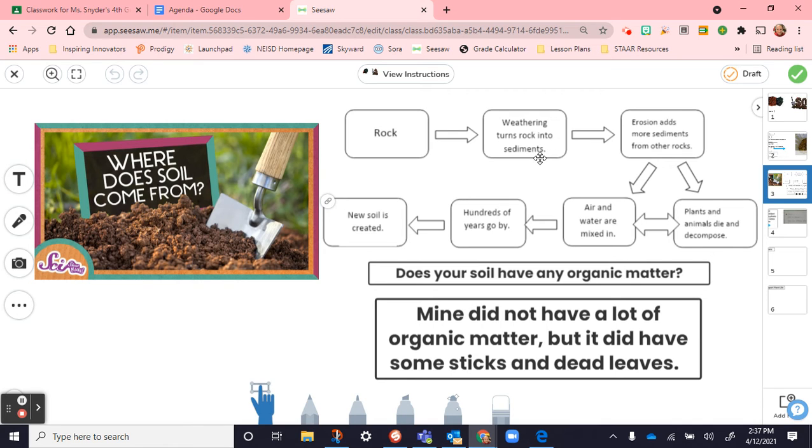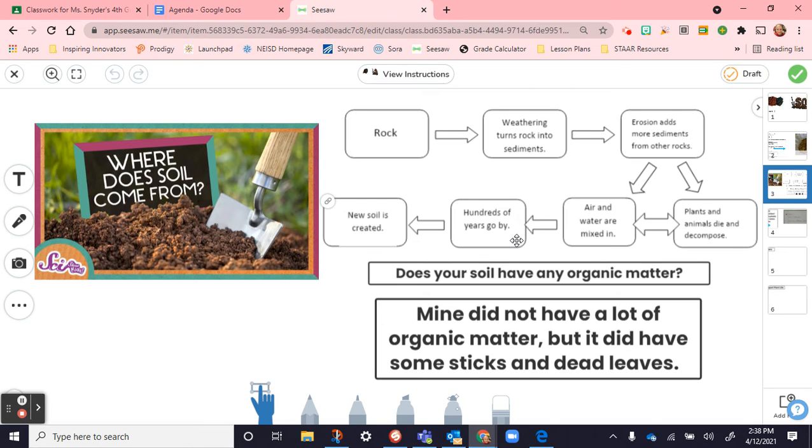Those broken down pieces are called sediment. Then erosion, so things are moving around from the same things like wind, water, ice, gravity. Things are mixing around and moving all over the place, and different sediments may come together from different rocks. And you have plants and animals dying and decomposing. You've got air and water mixing in as it rains, and then hundreds of years go by.